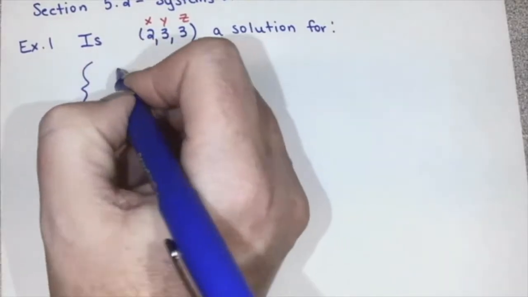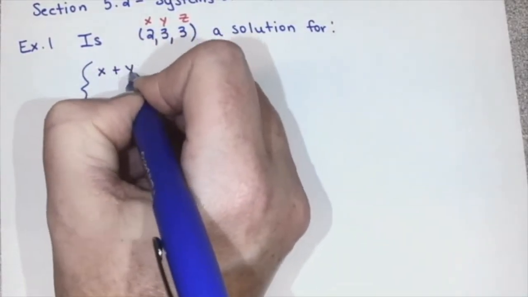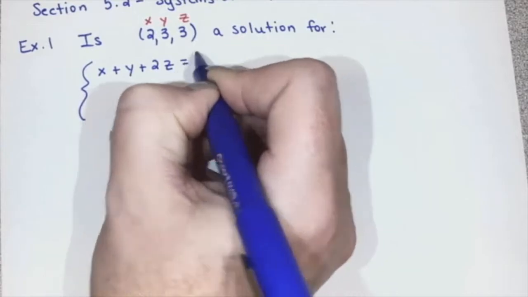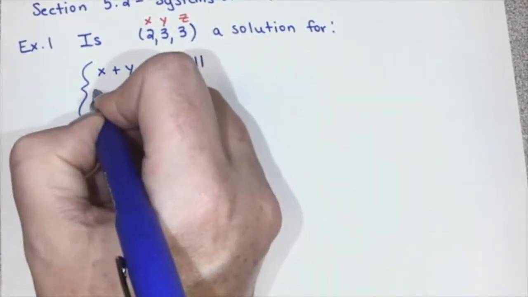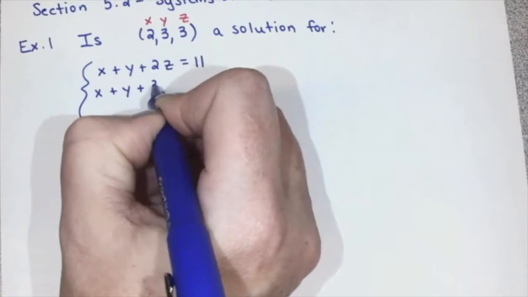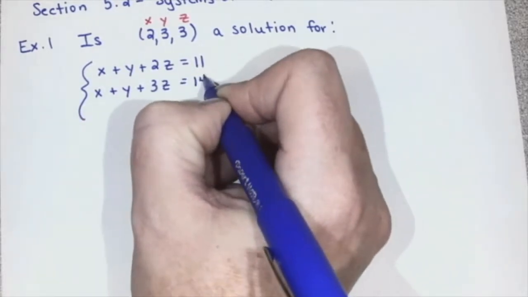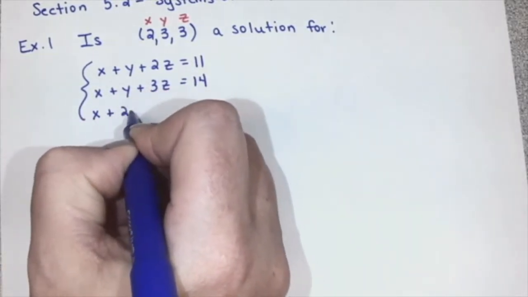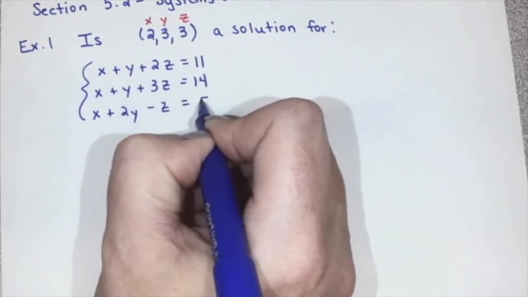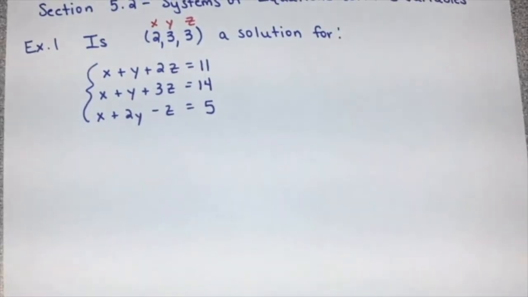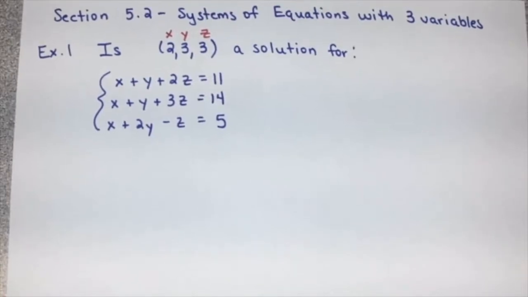So let's look at a 3 variable system. With a 3 variable system, because there are 3 variables, we will often, not always, but often have 3 equations. So just like with 2 variable systems, what's going to have to be true about this 2, 3, 3 number? It's going to have to work for how many of those equations? The answer is it's got to work for all of them.